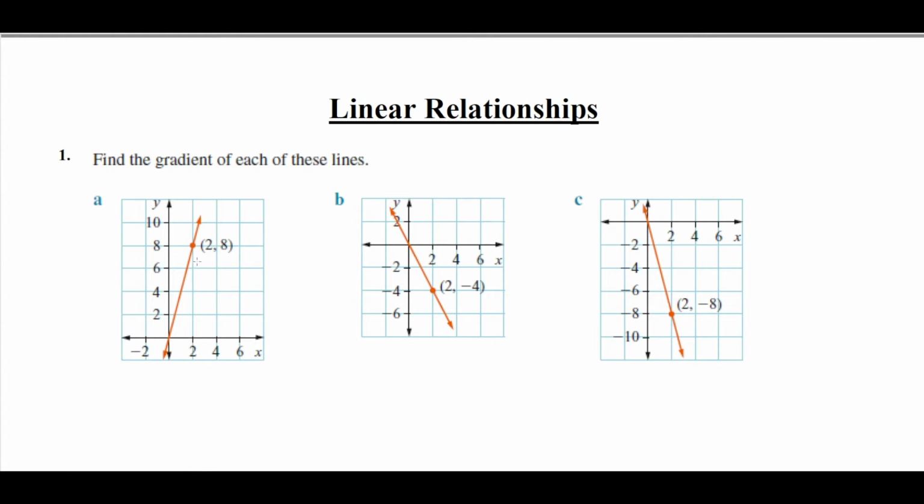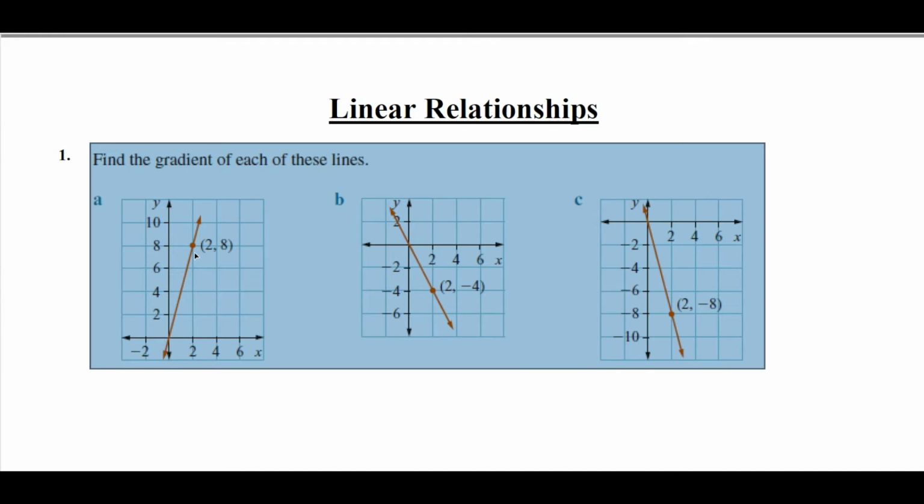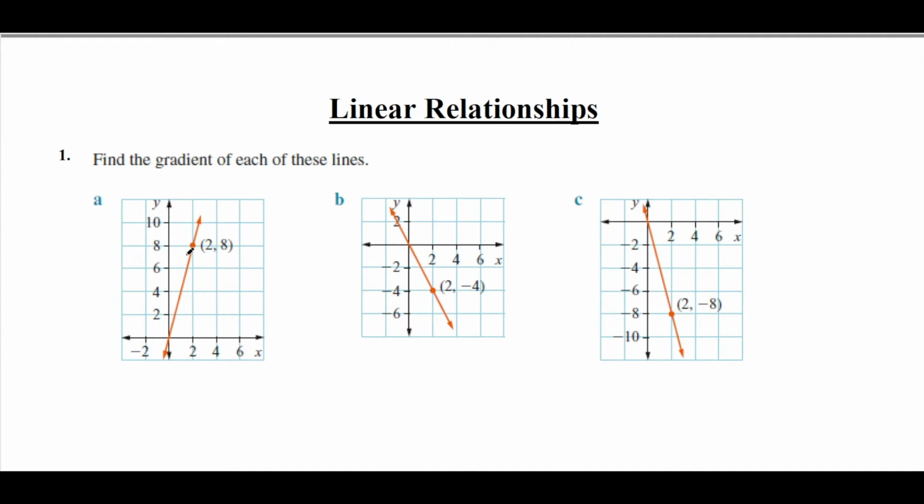Okay, so find the gradient of each of these lines. Remember, just draw a triangle. So here, what you can do is this. You can draw a triangle that looks like this. You draw a triangle like this, what's the rise? So gradient is equal to the rise, which is 8, divided by the run, which is 2, right? So it equals 4.